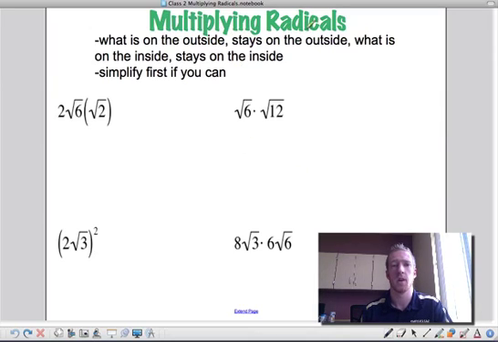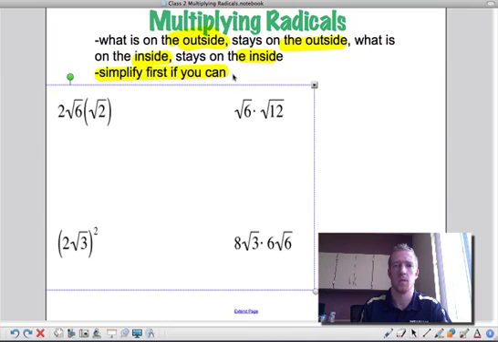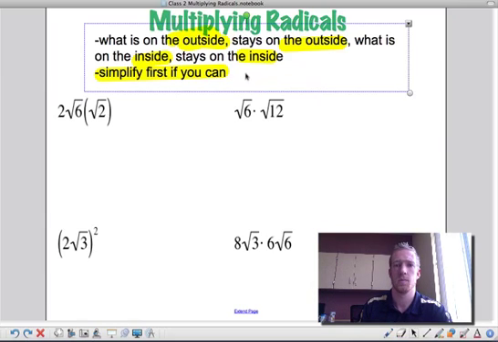Alright, so multiplying radicals. The key here is what's on the outside stays on the outside, and what's on the inside stays on the inside. So the outsides get multiplied, the insides get multiplied. It's easier if you simplify first, then do the multiplications, and then also make sure that you simplify after as well.